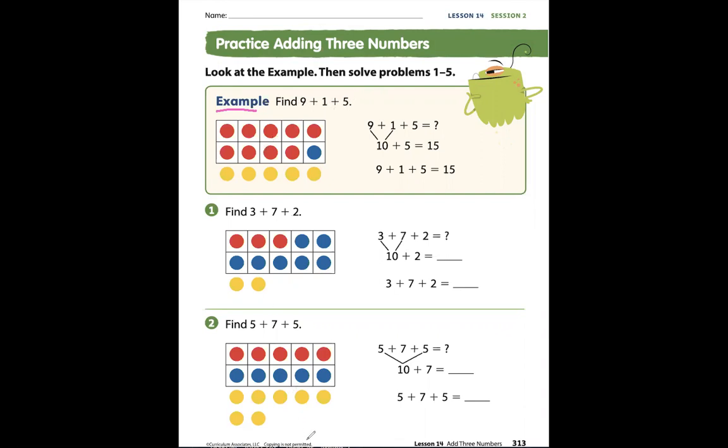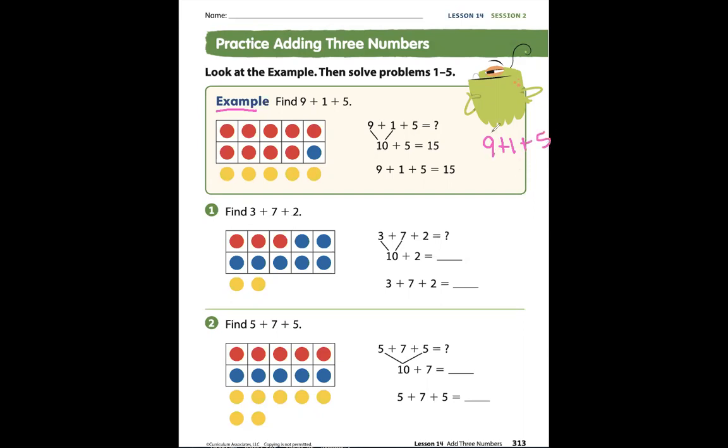They've already done all of the work for us. I don't like that. Sometimes our work could have an error. So let's just draw our own evidence and then compare our evidence to that. So let's go ahead and go over here. 9 plus 1 plus 5.